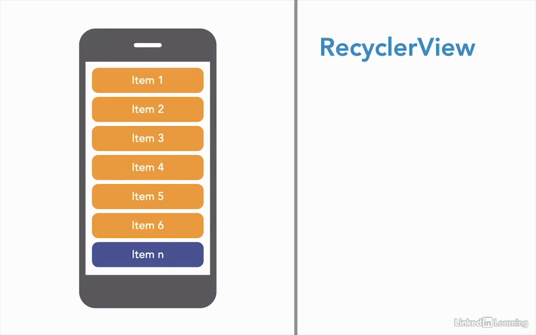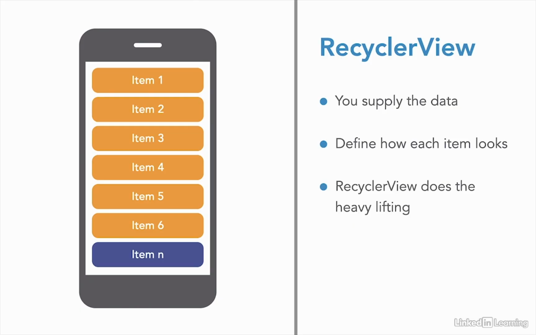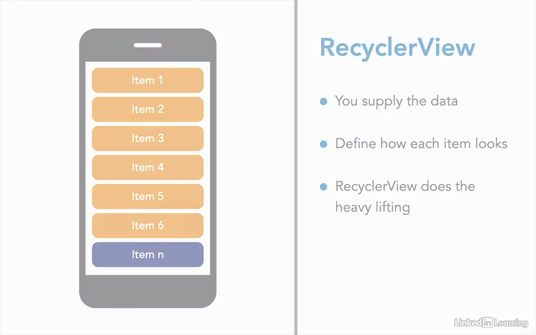A RecyclerView is a UI widget that makes it easy to display a dynamic list of items. You supply the data and define how each item looks. Then the RecyclerView dynamically creates the items when they're needed. It even reuses or recycles views whenever it makes sense. This is where it gets its name from.